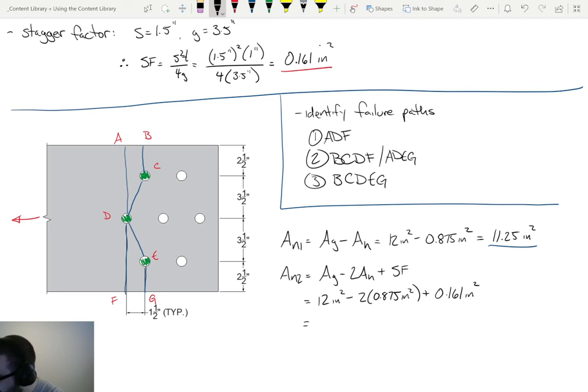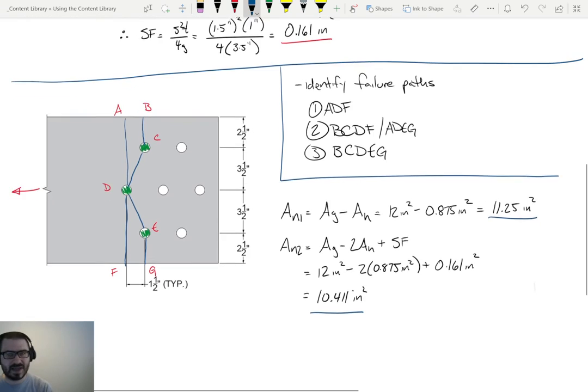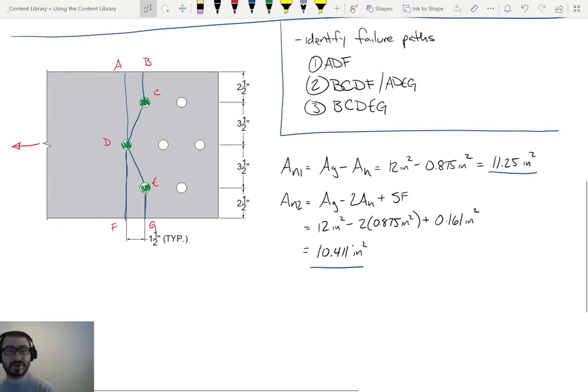Okay, now when you chug this out, you're going to get 10.411 inches squared. Okay, so let's just put a pin in that. Let's keep that in our head, and then we'll continue calculating.